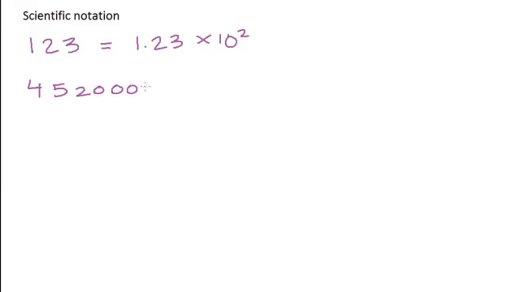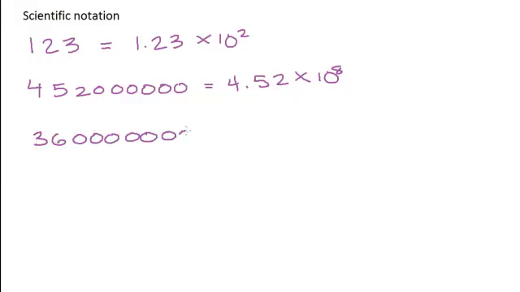For example, 123 expressed in scientific notation is 1.23 times 10 to the second power. The number, I'm not even going to call it out, I'm just going to draw it, is 4.52 times 10 to the 8th. The number is 3.6 times 10 to the 11th.